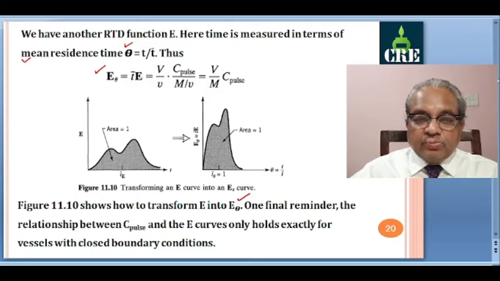The relationship between C pulse and E curves holds exactly only for vessels with closed boundary conditions. Again, you have to keep this in mind. Closed boundary conditions means fluid entering at once and leaving at once.